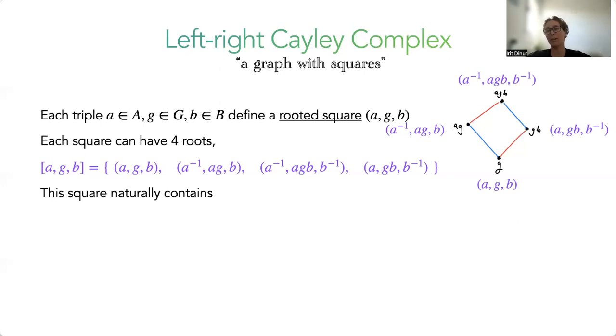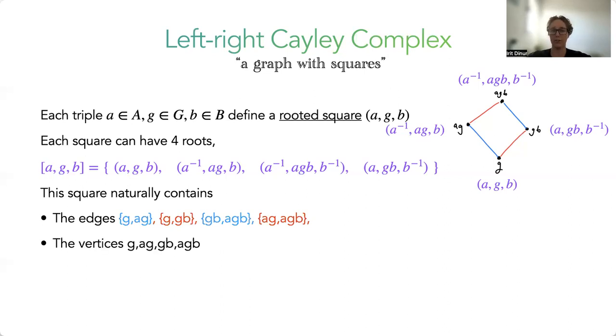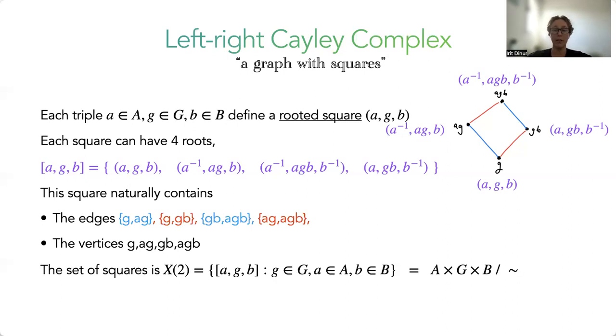And we're going to look at the incidence relation. So a square naturally contains 4 edges, right? The edge from G to AG, the edge from G to GB, and so on. And also the 4 vertices, G, AG, GB, and so on. And the set of squares, so we have our graph, we have the vertices and edges, that's easy. The new thing is to look at this set of squares, which is the collection of equivalence classes, square brackets, AGB.